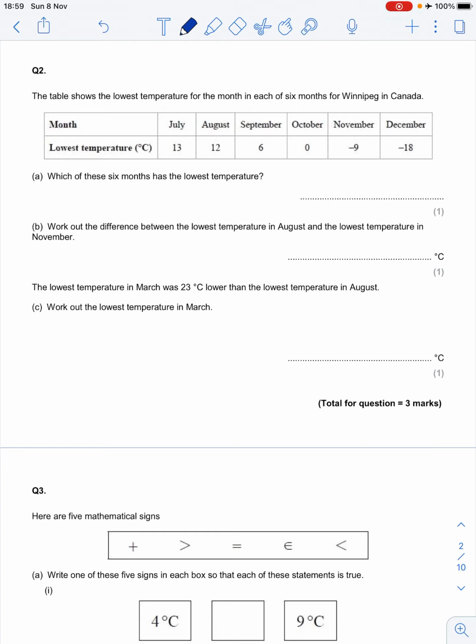Question 2. The table shows the lowest temperature for each of 6 months. Question A asks which of the 6 months has the lowest temperature. So remember this is our number line. This is your 0, this is positive and this is negative. So the lowest temperature would be the greatest number with a negative sign. And this is minus 18, which is December.